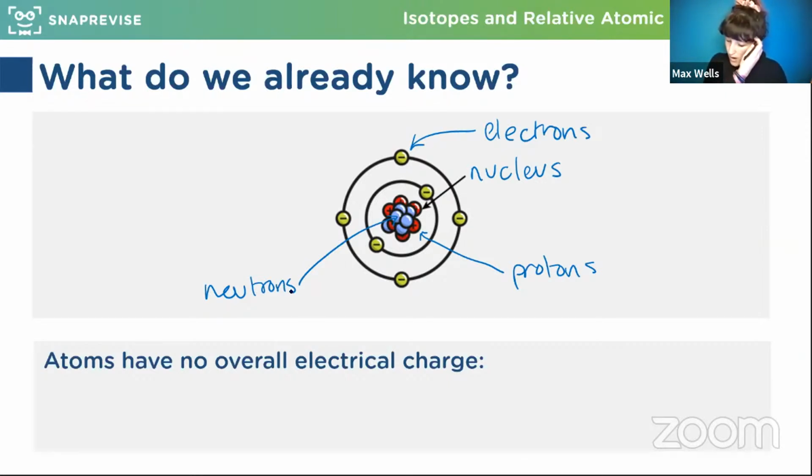So last week as well, last session, we said atoms have no overall electronic charge. They're not charged, they're neutral in total. Why is this? Why do they have no overall electric charge? Why are they not completely positive or completely negative? Why are they neutral? Can you pop that in the chat?